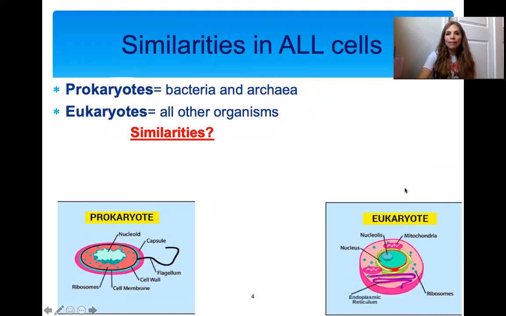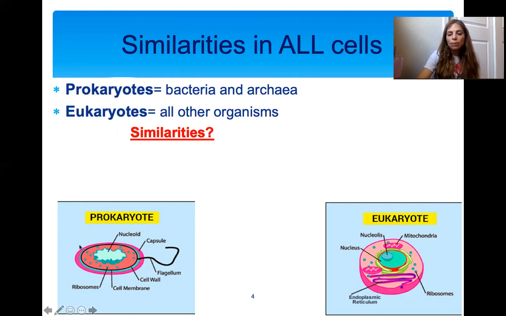Now we're going to talk about the similarities between all cells. What are things that are similar between prokaryotic cells and eukaryotic cells when we look at them? Again, organisms that are made up of prokaryotic cells, which we call prokaryotes, are bacteria and archaea. All other organisms in the world, plants, protists, amoeba, humans, are made up of eukaryotic cells, which we call eukaryotes.